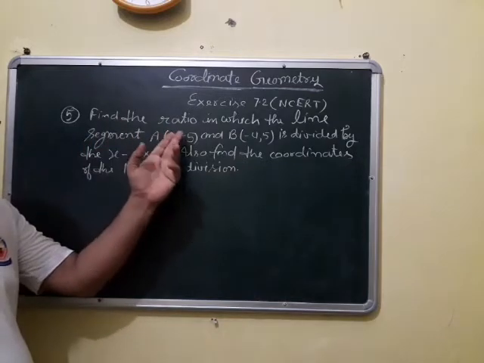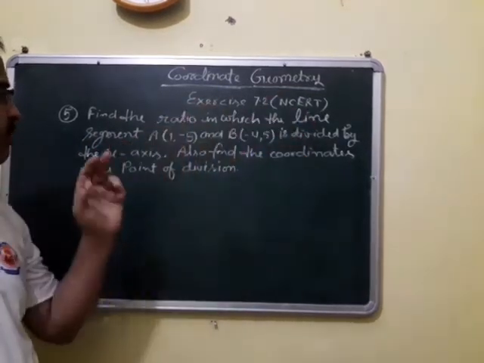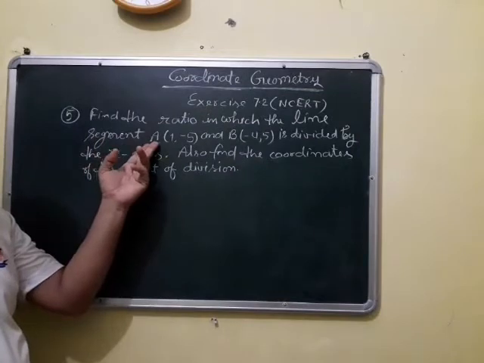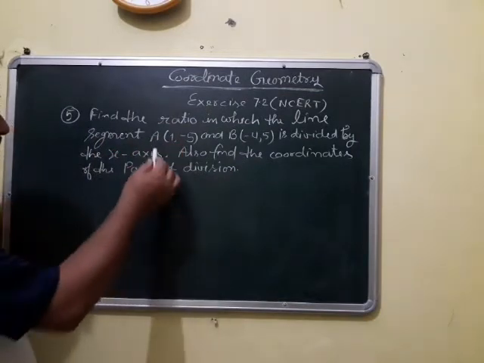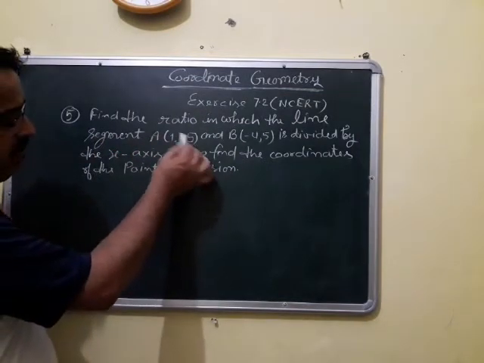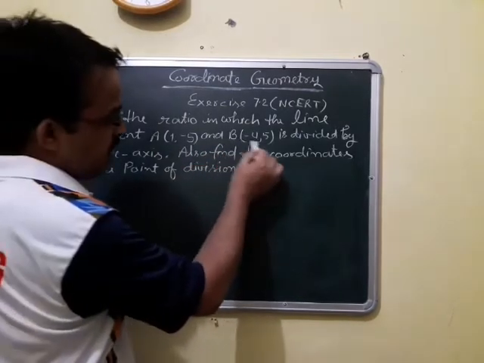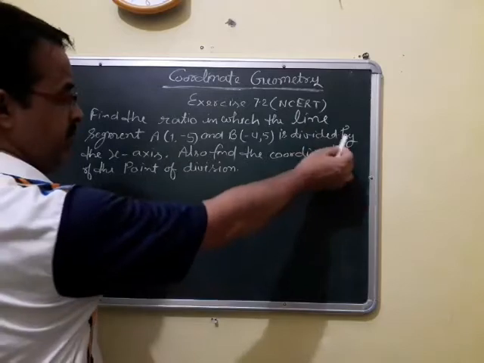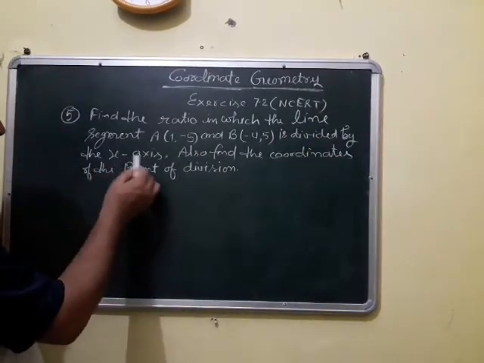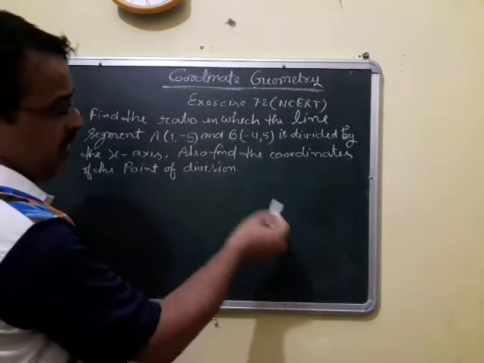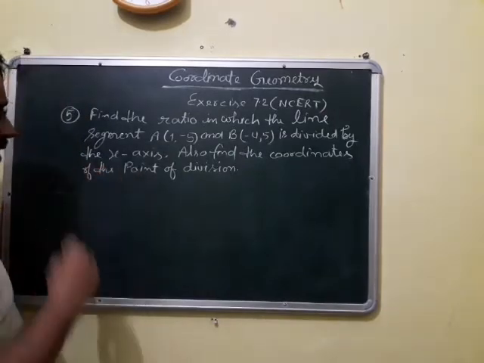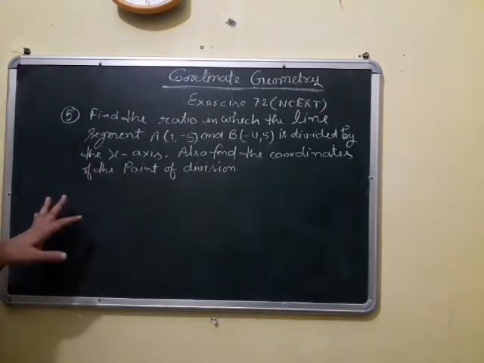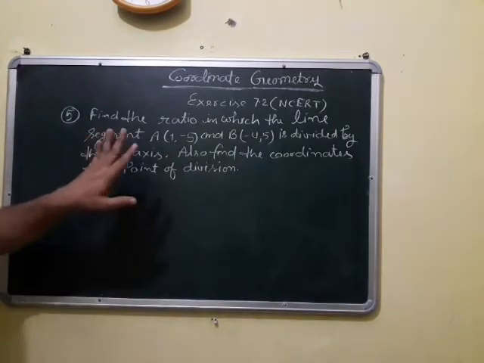Find the ratio in which the line segment A, whose coordinates are given as (1, -5), and B, whose coordinates are given as (-4, 5), is divided by the x-axis. Also find the coordinates of the point of division. Clear? So in this, we have to find the ratio.